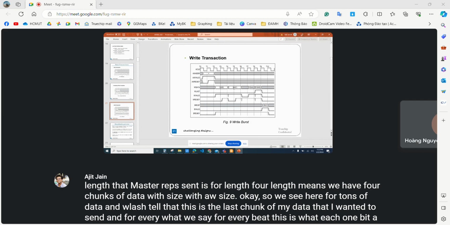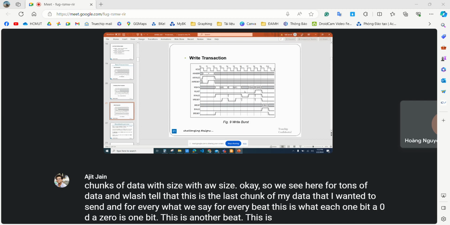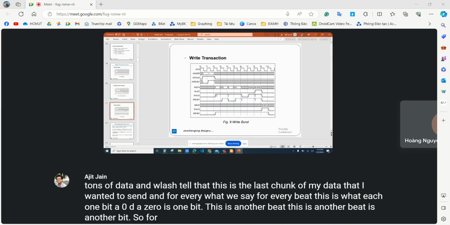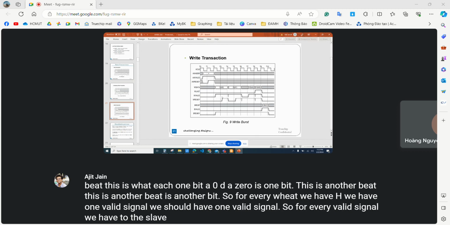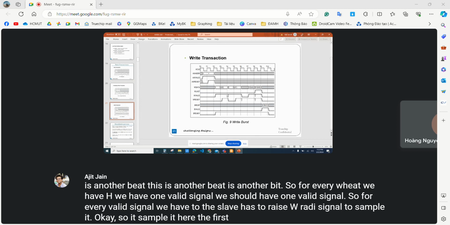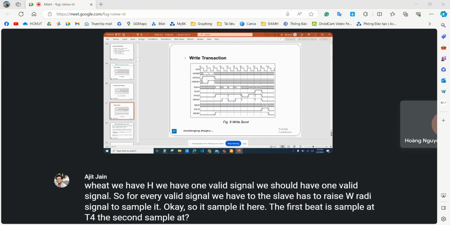DA0 is one beat. This is another beat. This is another beat. This is another beat. So for every beat we should have one valid signal, and for every valid signal the slave has to raise the W ready signal to sample it. The first beat is sampled at T4. The second is sampled at T6. The third is sampled at T8. The fourth is sampled at T9.